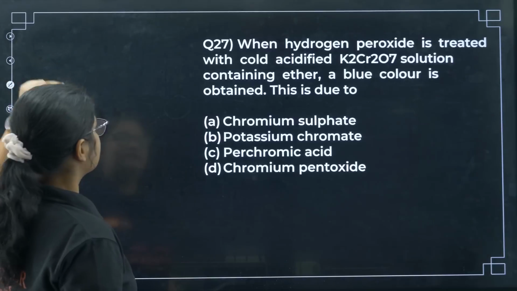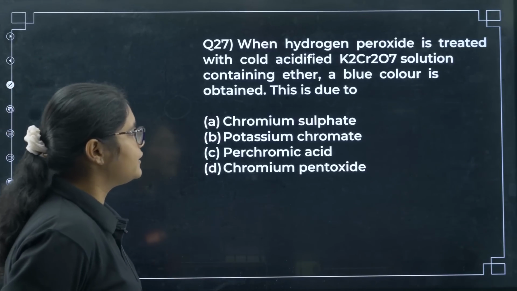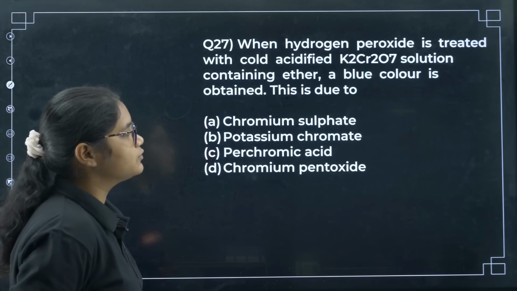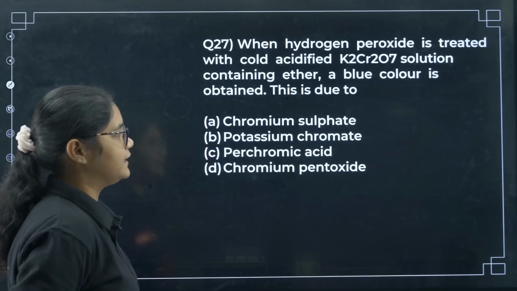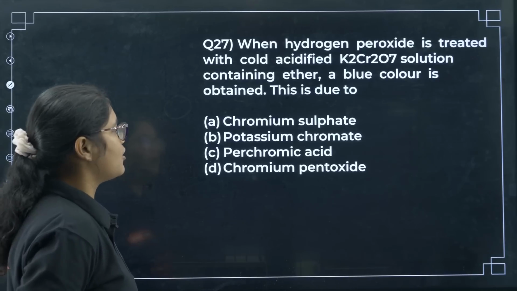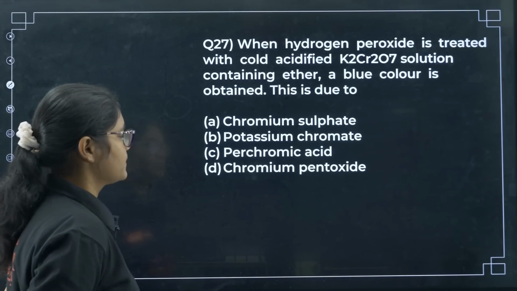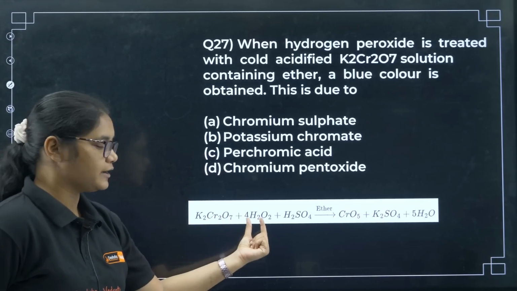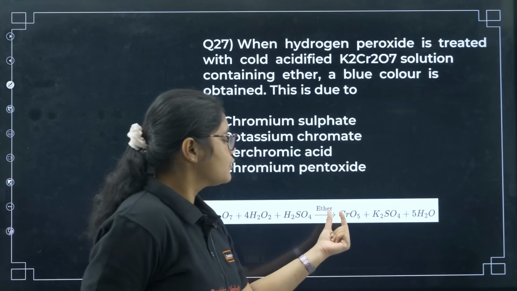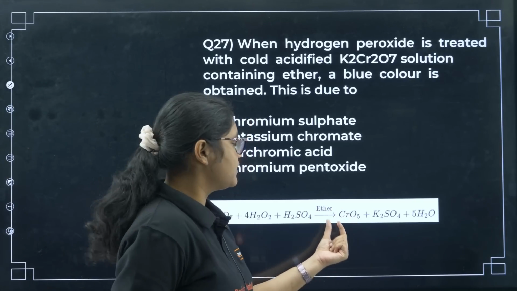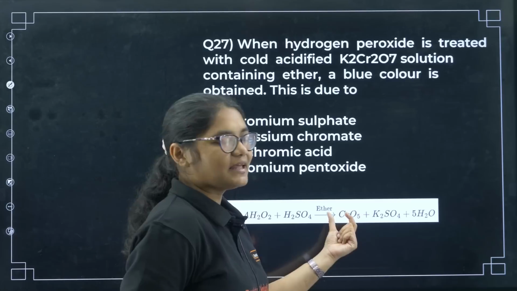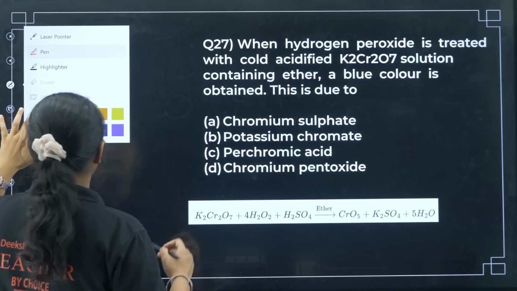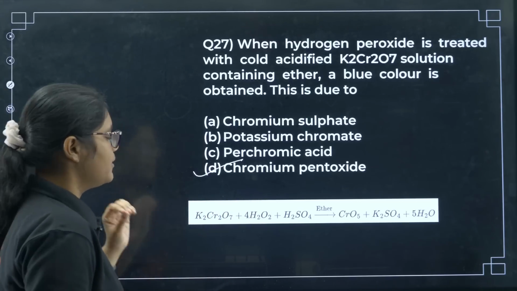So next question number 27. When hydrogen peroxide is treated with cold acidified K2Cr2O7 solution containing ether, a blue color compound is obtained. This is due to. So if you see the reaction, when potassium dichromate reacts with hydrogen peroxide, it forms chromium pentoxide, which is exactly blue in color. So what is exactly formed here? Chromium pentoxide, and that is why the correct answer is option number B here.